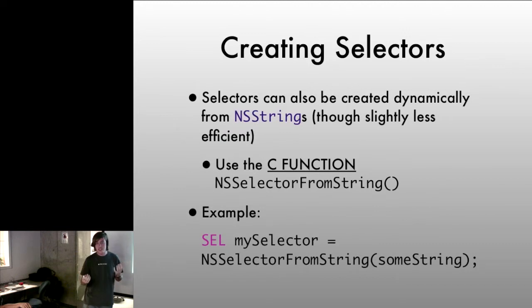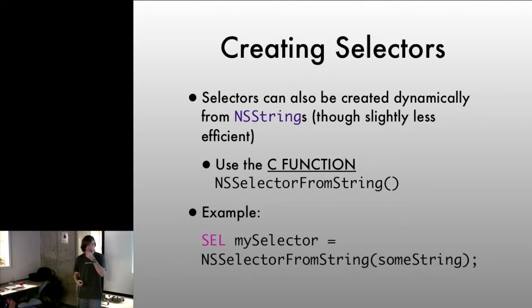You can also create selectors dynamically at runtime using a C function, NSSelectorFromString. Caveat there is it's not particularly efficient, so you shouldn't rely on this. But you can do it. Sometimes you can't determine what selector you're going to call at compile time, so this is one way to get around that.